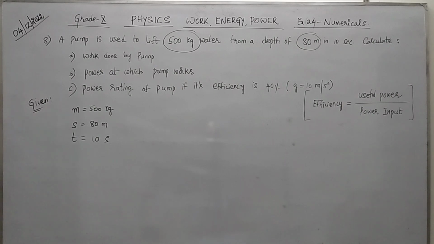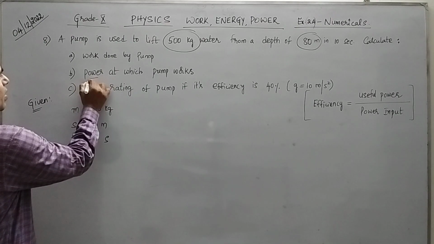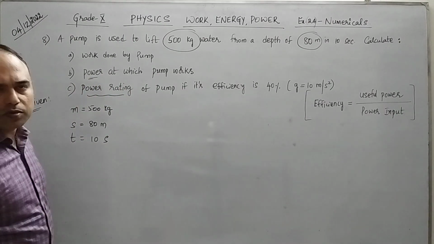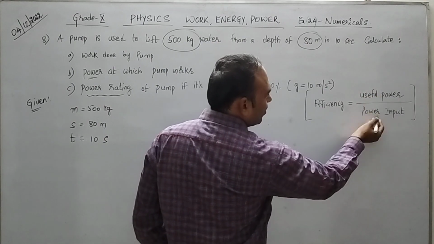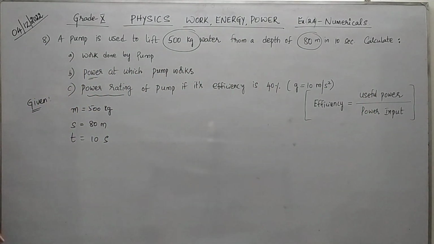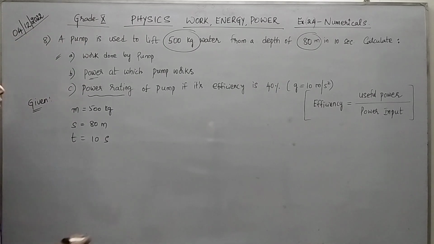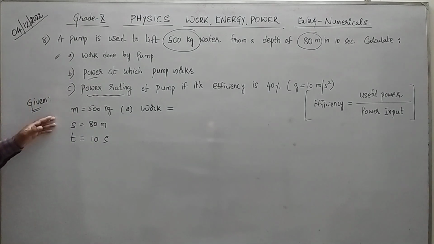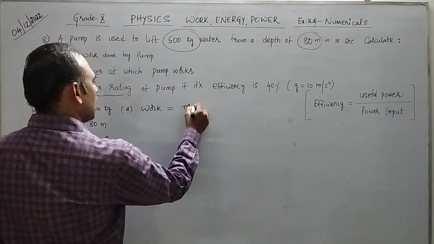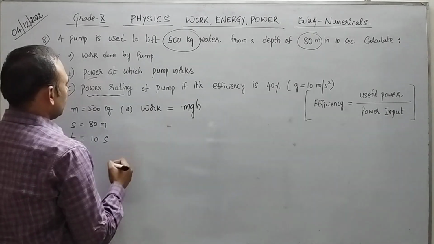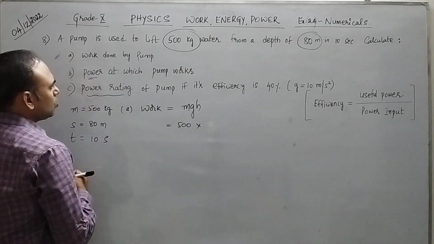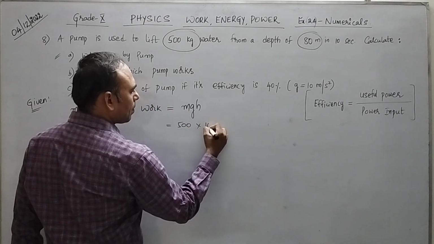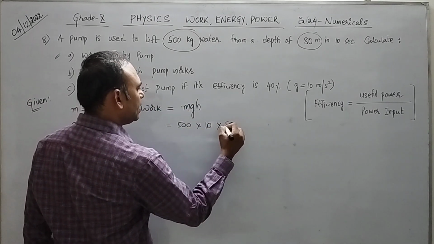And calculate the work done, and also power, and you know power rating, nothing but power input. We have efficiency is useful power by power input. Using all this, let us try to solve the first one. Work done, you know what they have mentioned: mass is given, displacement or height is given. So let us solve this. W is equal to m into g into h. So what is mass here? 500 kg into g value they have mentioned here 10, and height is 80.